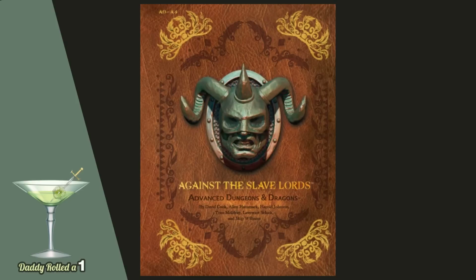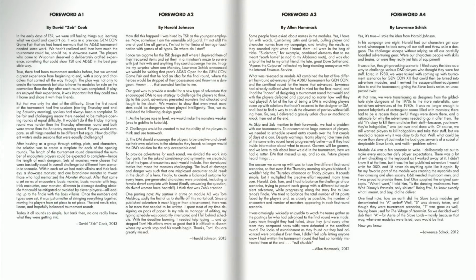And what's really cool about Against the Slave Lords is that it includes little essays by the 4 surviving authors. So Dave Cook, Harold Johnson, Alan Hammock, and Lawrence Schick, about the adventures that they wrote. Unfortunately, the only one that they couldn't include, of course, was Tom Mulvey, because by that point he had passed away. And Harold Johnson actually mentions Tom in his essay. But they write about working on these. And so a lot of the details that I provided in here, like that background of stuff, like some of the names and things like that, comes from those essays. So that book is worth picking up just to read those essays, I think. And especially if you don't have the original adventures, you can get them from there.